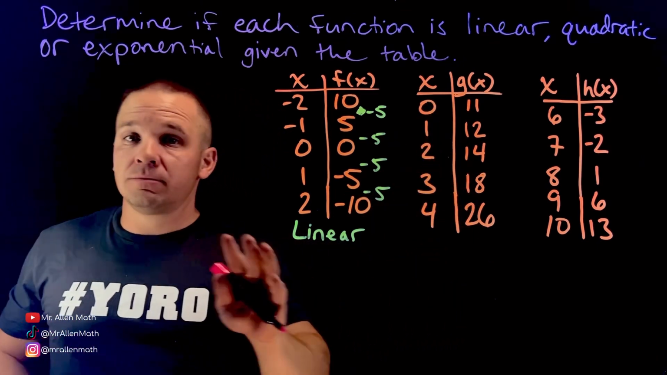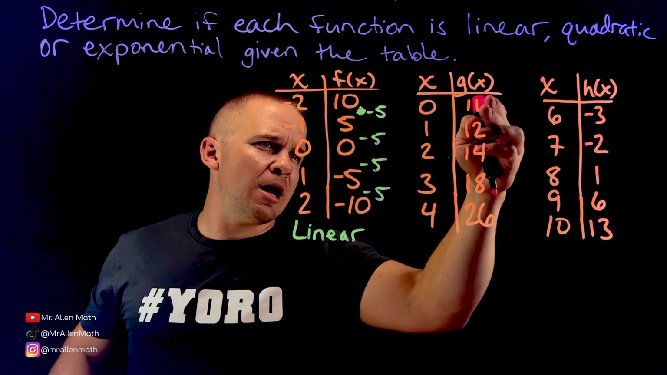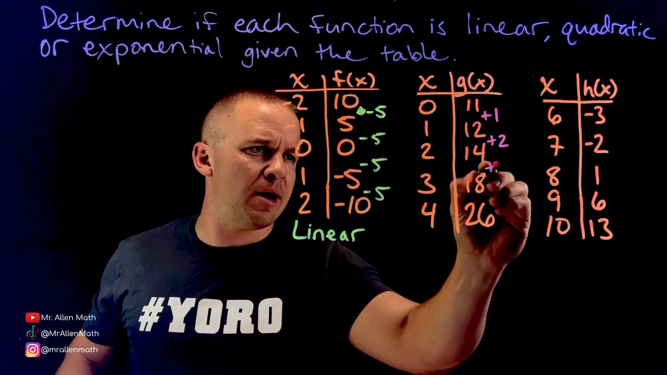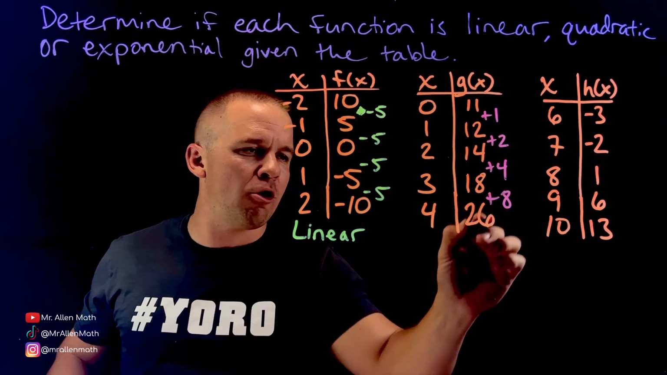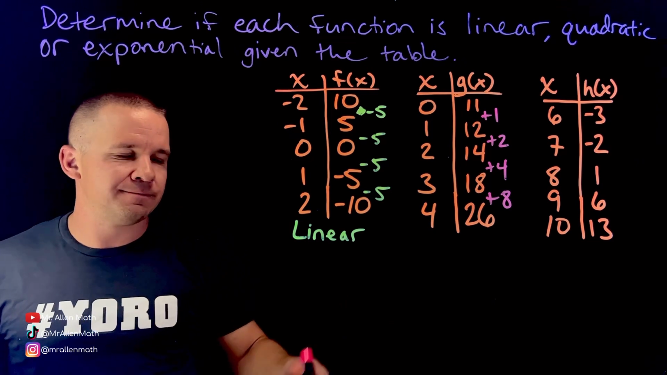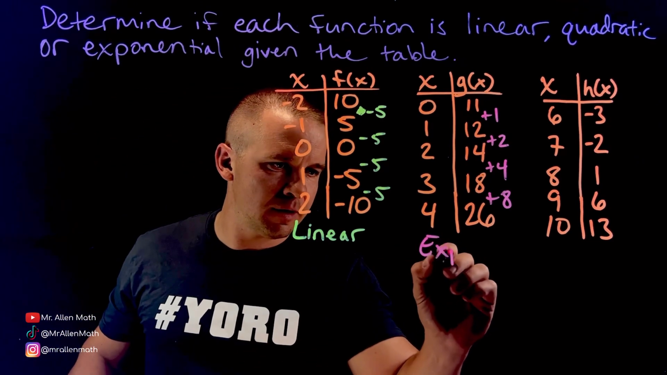All right, next one. 0, 1, 2, 3, 4. Then I go up by 1. Then I go up by 2. Then by 4. Then by 8. Oh my goodness. If what it's going up by is doubling each time, that's exponential.